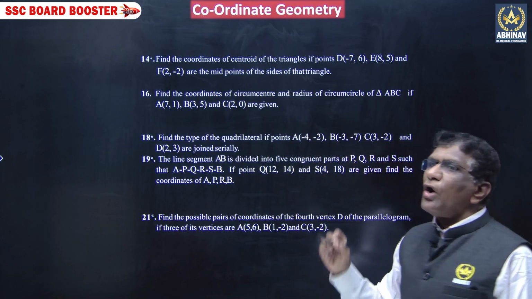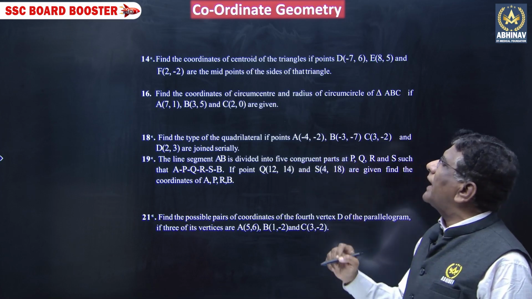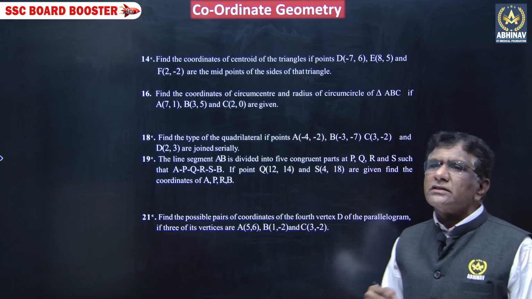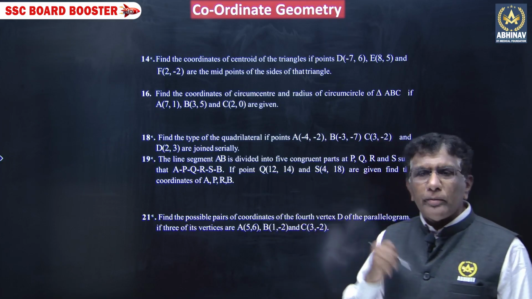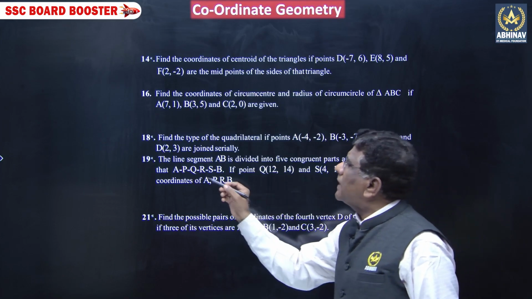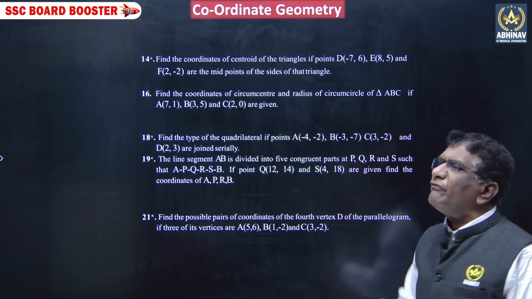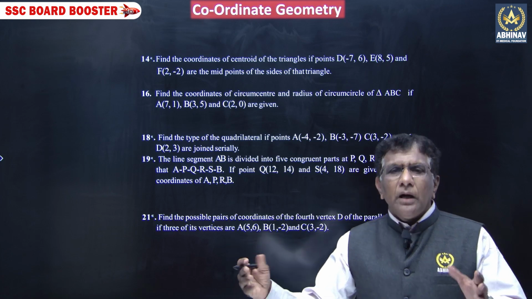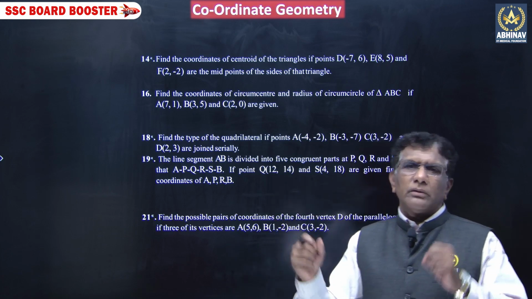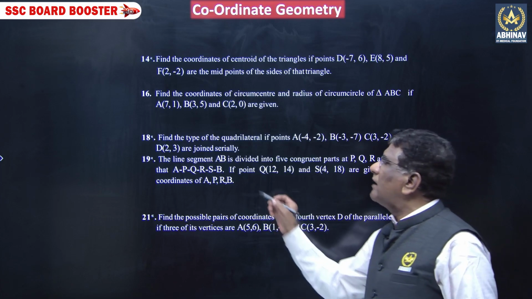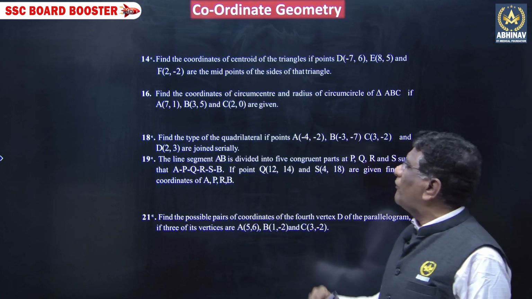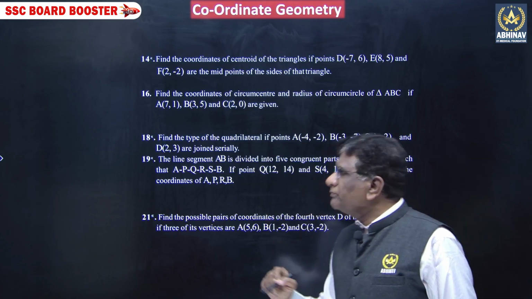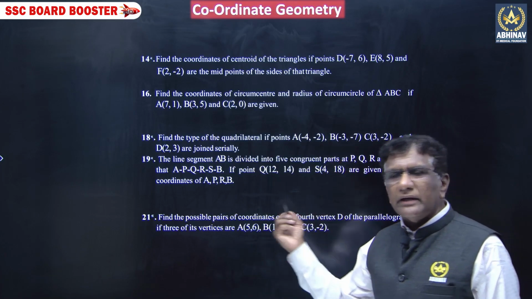One more example, which is a hot example, is given. Find the type of the quadrilateral: points are given, they are joined serially, and we have to solve by the slope method or slope formula method. Then coming to the 19th example, the line segment which is divided into 5 congruent parts. If suppose line segment AB is given and it is divided equally into 5 equal parts, then we have to find the coordinates of P, R, B also, and also A. So this is also a unique example given in the textbook.